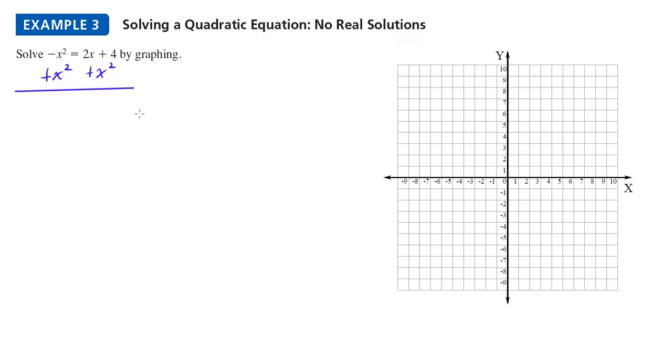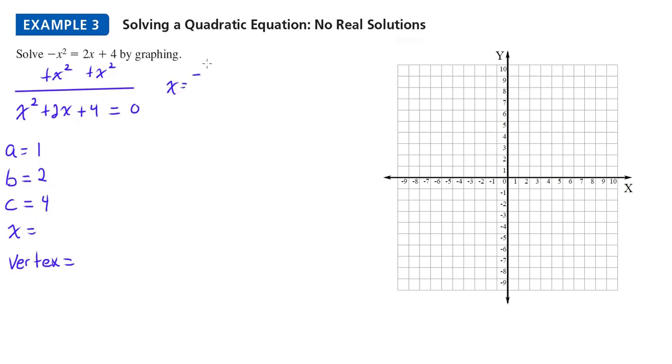And then we can just flip it around. If you like having the 0 on the right side, it doesn't matter. So on one side, we're going to have x squared plus 2x plus 4. And on the other side, we're going to have 0. And now we can go ahead and graph this. All right, so our a value is 1, our b value is 2, and our c value is 4. So now let's go ahead and find our axis of symmetry by doing x equals -b over 2a.